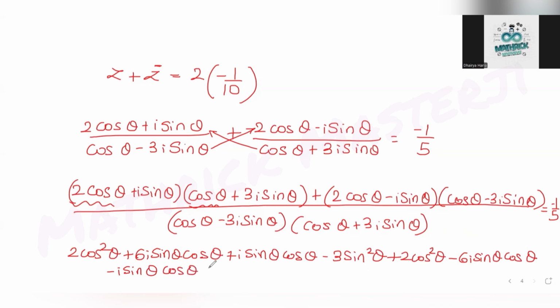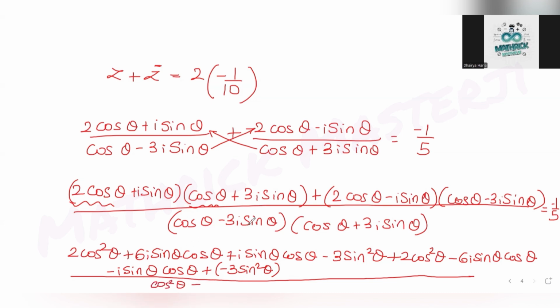and plus 3i squared sin squared theta, and i squared we know again is minus 1, so it makes it minus 3 sin squared theta. The whole thing is divided by a minus b, a plus b, so a squared, cos squared theta, minus b squared. So b squared means 3i sin theta the whole squared, which is 9i squared sin squared theta. So I get this whole expression, and that equals negative 1 over 5. I have this whole thing.